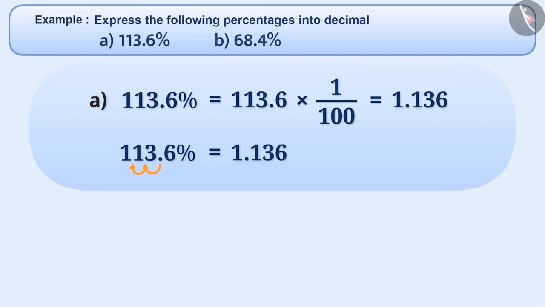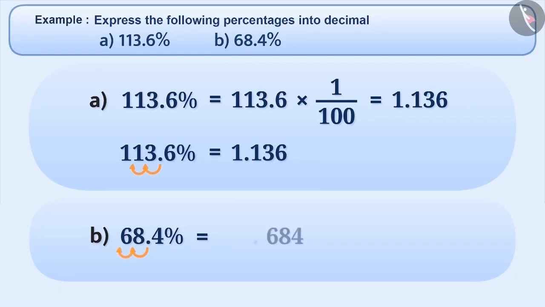Similarly, to express 68.4% as a decimal, we will move the decimal point 2 positions towards the left. Since there is no digit before the digit 6, we will write the placeholder 0. By doing so, we get the decimal form of 68.4% as 0.684.